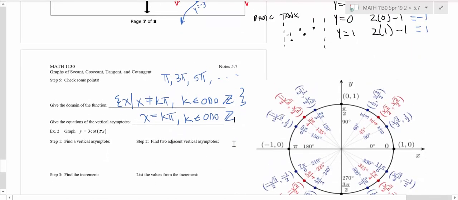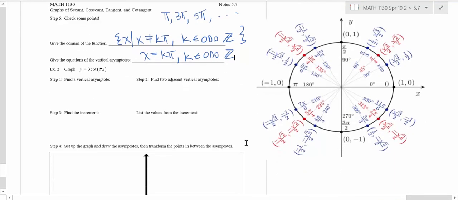The cotangent is slightly different, but the same basic idea applies. We're going to graph y equals 3 cotangent of pi x. What you've got to do is figure out where the cotangent's undefined. The cotangent's undefined at 0 and pi. So you set the argument equal to 0 and pi. We take pi x equals 0, which gives you an asymptote. Then we set pi x equal to pi. These are easy equations to solve; you can divide by pi.